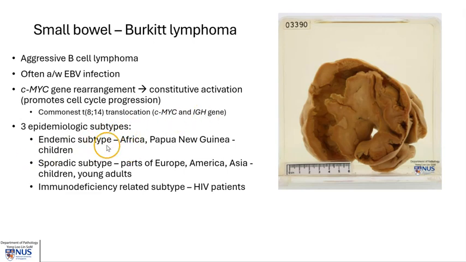There is the endemic subtype, which is found in Africa and Papua New Guinea, and usually this occurs in children in the location of the jaw. The sporadic subtype, which occurs in parts of Europe, America, and Asia, occurs both in children and young adults, and the Burkitt lymphoma of the small bowel is usually sporadic. There is also an immunodeficiency-related subtype which occurs in HIV patients.